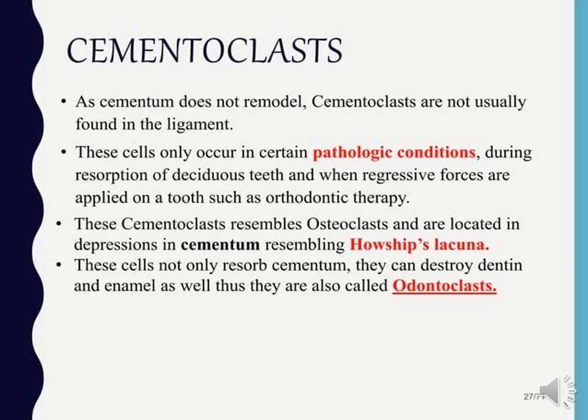Coming to cementoclasts, the cementum does not remodel. Cementoclasts are not usually found in the ligament. These cells only occur in certain pathological conditions, during resorption of deciduous teeth, and when regressive forces are applied on a tooth, such as orthodontic therapy. These cementoclasts resemble osteoclasts and are located in depressions in cementum resembling Howship's lacunae. These cells not only resorb cementum, they can also destroy dentin and enamel, and so they are also called odontoclasts.